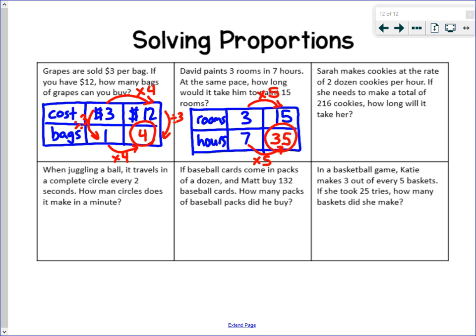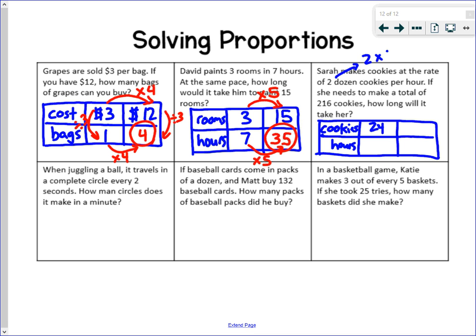Sarah makes cookies at the rate of 2 dozen cookies per hour. If she needs to make a total of 216 cookies, how long will it take her? So for this problem, we look at what our given is. And our given for this one is 2 dozen cookies per hour. So 24 cookies, and this is hours. So 2 times 12 is 24. 2 dozen cookies, and that's every hour.